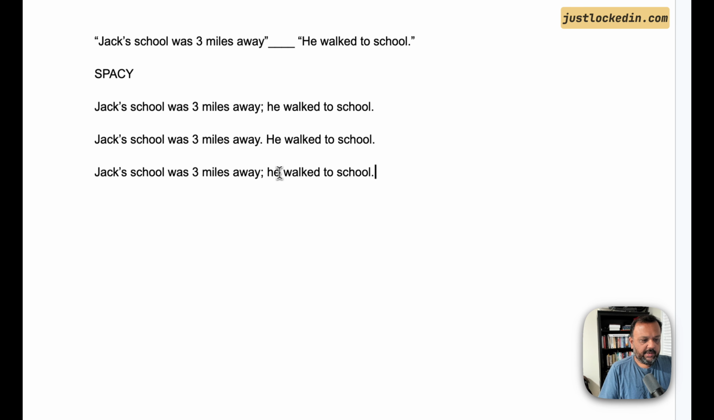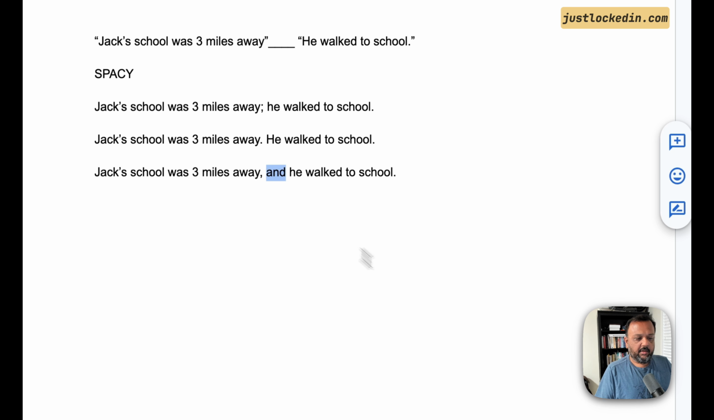Jack's school was 3 miles away, comma, let's try with "and". Jack's school was 3 miles away and he walked to school. Sounds okay. See how I'm using the conjunction. After the first clause, you put a comma and then you put "and", and after "and" there is no punctuation. The second clause just goes right next to the conjunction. It's a nice statement to make.